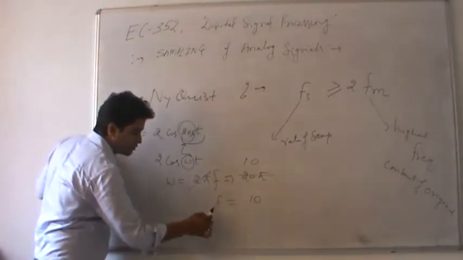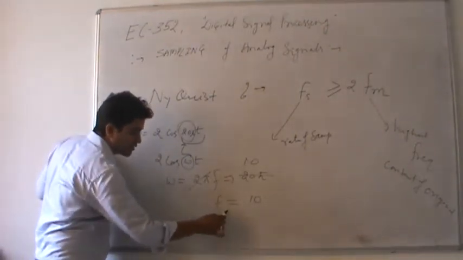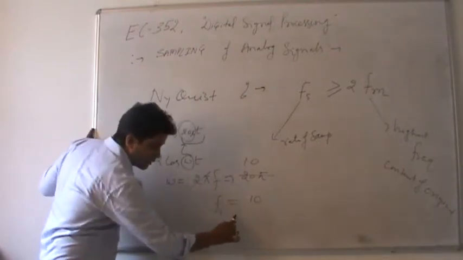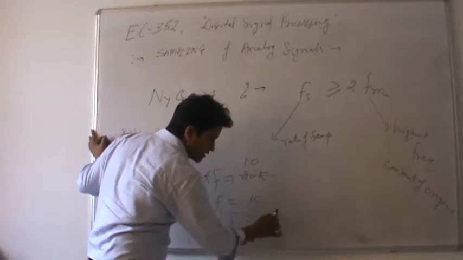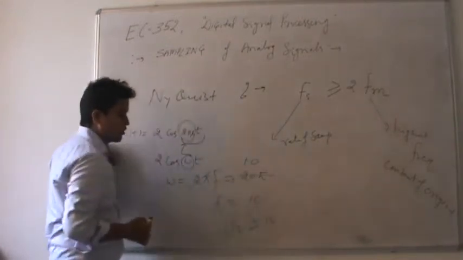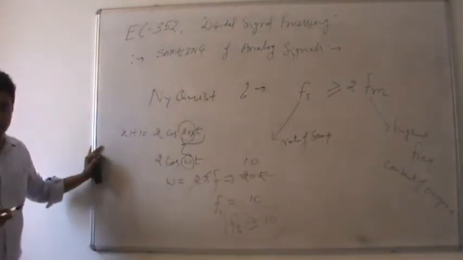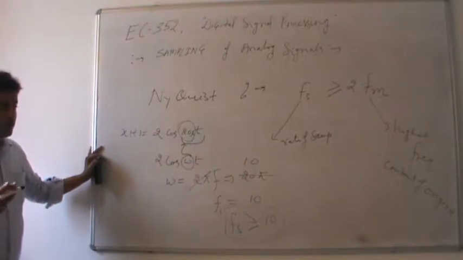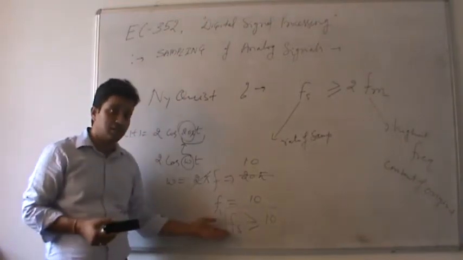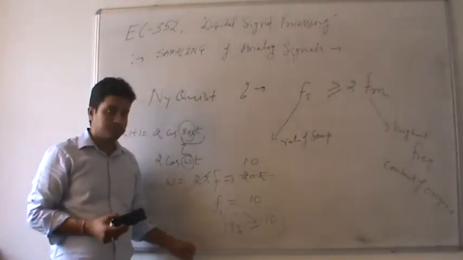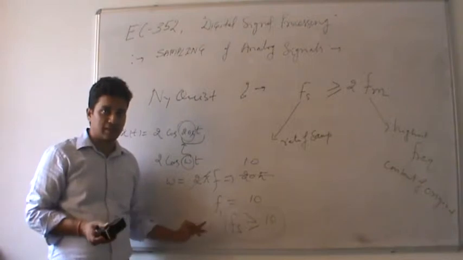So I can mark here that this is the frequency content of the signal. So the sampling frequency must be at least 10 or greater than that. So fs must be equal to or greater than 10. Then only we can reconstruct the signal. This is the Nyquist criteria. Now we will prove it mathematically, whether this condition is applicable or not, and how they can say that this is a valid theorem. We will prove it mathematically now.